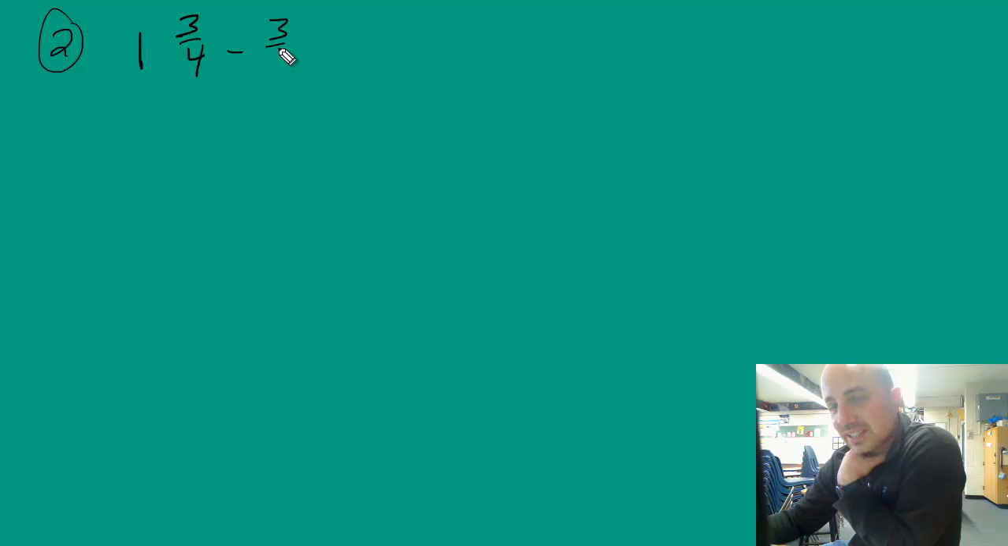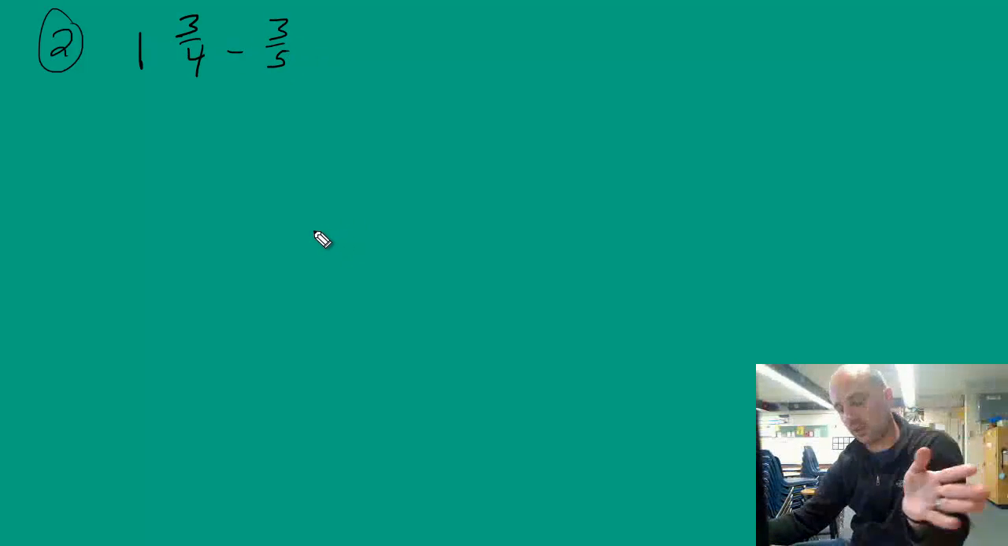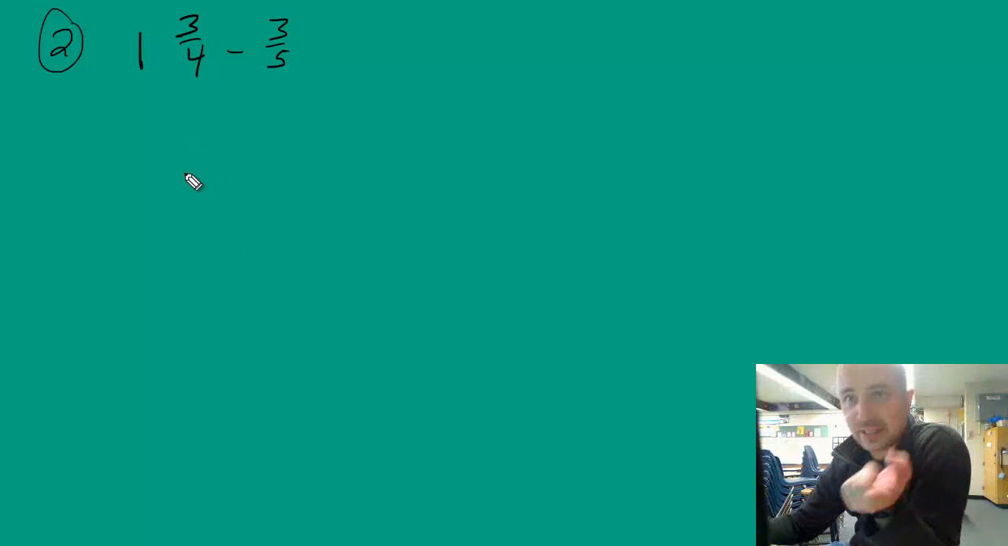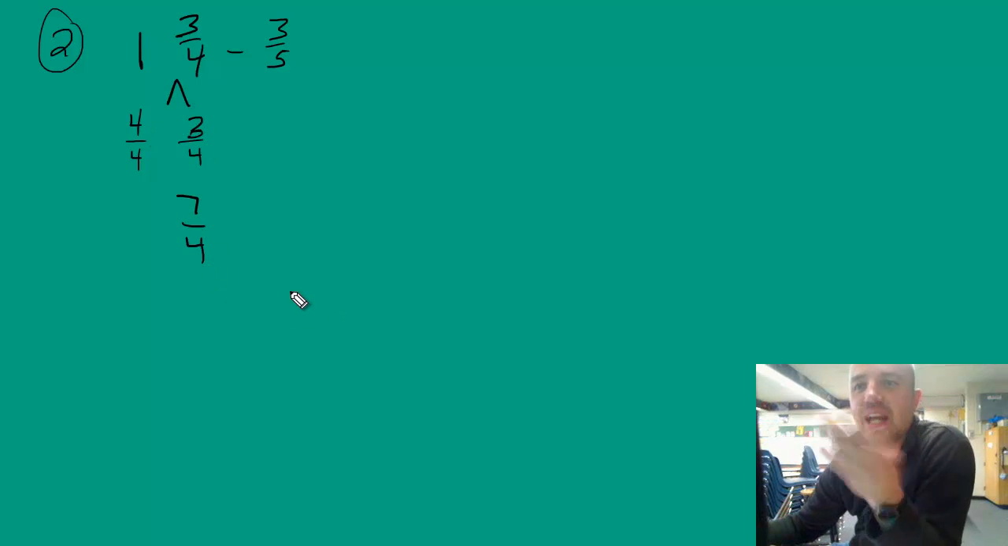This is still problem 2, and this is still 1 3/4 minus 3/5. And you can do either method. It's totally fine. It's not a big deal. The second method only involves this right here, our mixed number. And instead of saying 1 3/4, well, I know 1 would be 4/4, right? And I have my 3/4. So I could combine that to say, well, I have 4, 5, 6, 7. I have 7/4. And then I could do 7/4 minus 3/5.